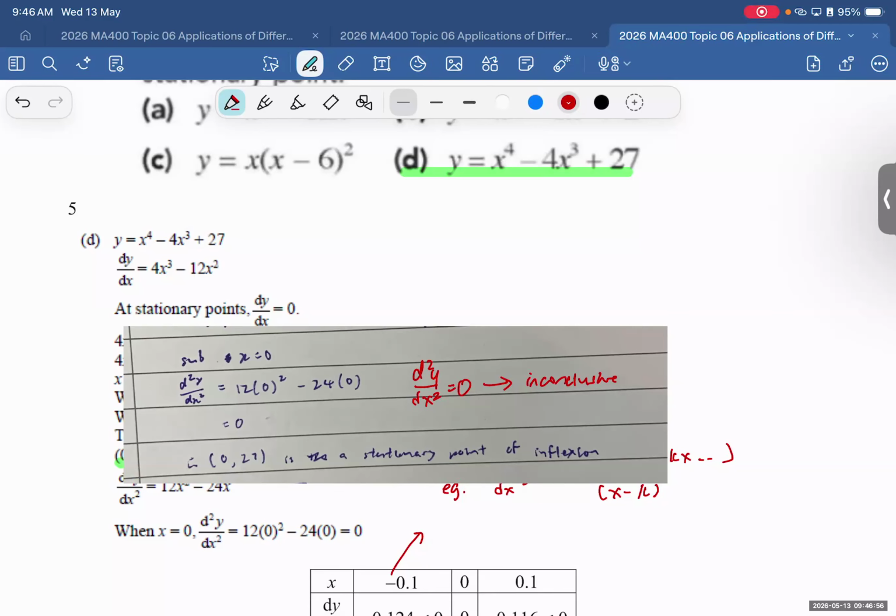Okay, so far, stationary point. Yeah, it is true that at this point it will give you d2y/dx2 equals 0. This is correct. But the converse is not. Okay, so far, remember the example I did in class?